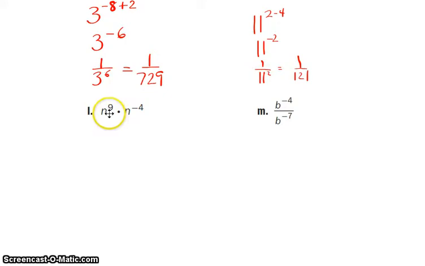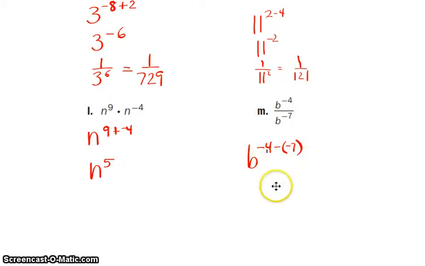Multiplying again, let's add. What's 9 plus a negative 4? It's a positive 5. Since we have a positive exponent here, we're done. We don't have to change it. Positive is good. Now we have a division problem here. So we want to go negative 4 minus a negative 7. Negative 4 minus a negative 7 is a positive 3. And again, we're good here. It's a positive exponent. We don't have to change it. The only time that you write the reciprocal and flip it is if you end up with a negative exponent.